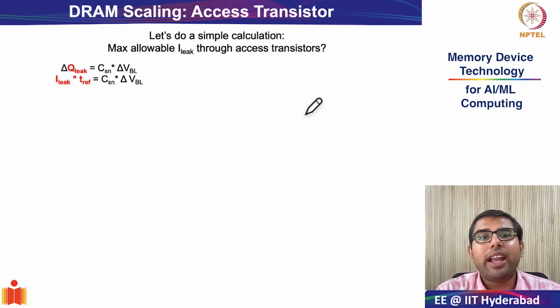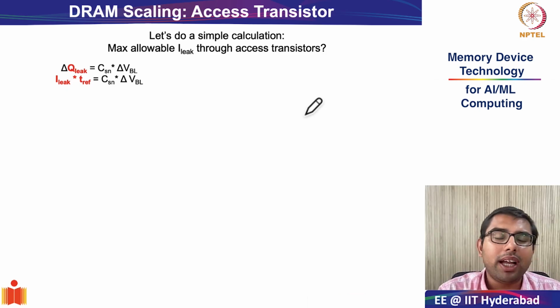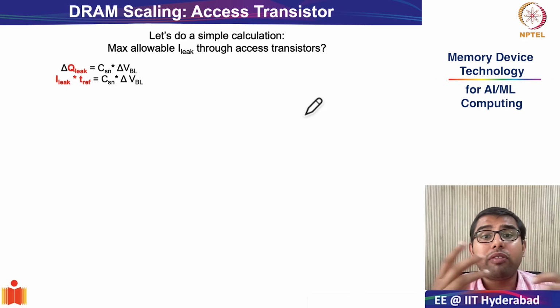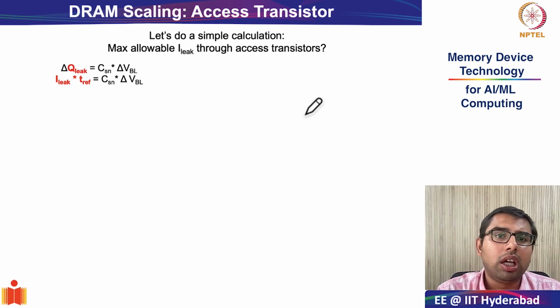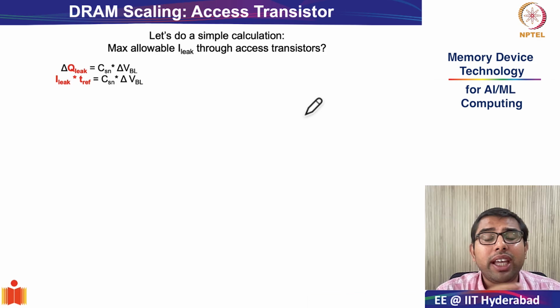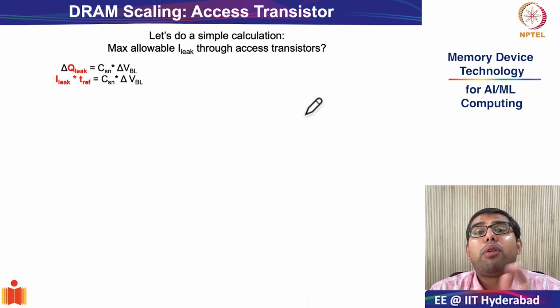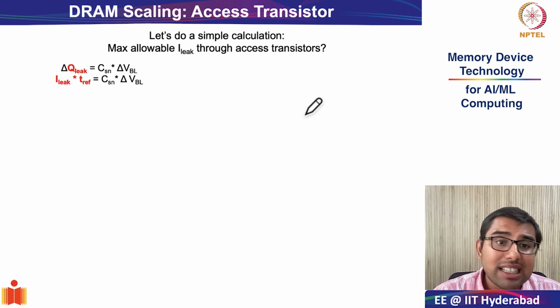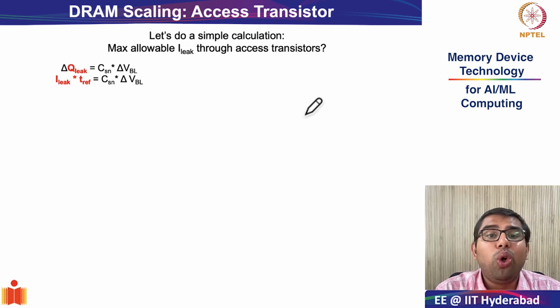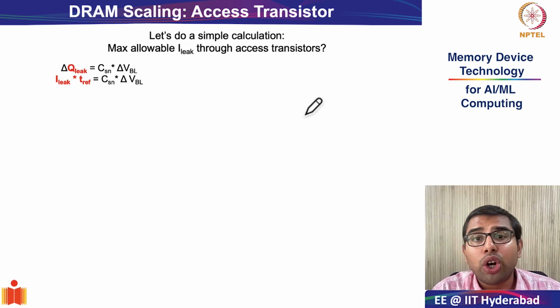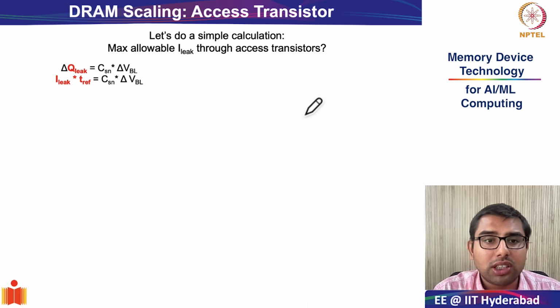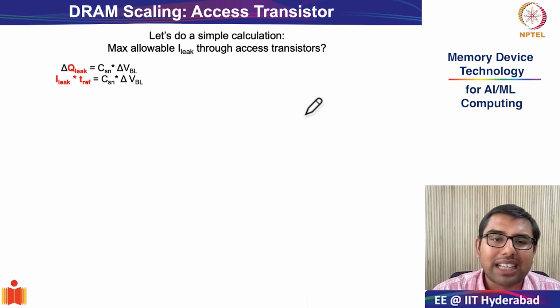Next, we move to a very important topic, which is trying to improve the performance of the access transistor. Now, we will see that the access transistor that we use is very different from your logic transistor. Why is this the case? We have already been able to scale the logic transistor to really small dimensions. So why do we need a different kind of access transistor?